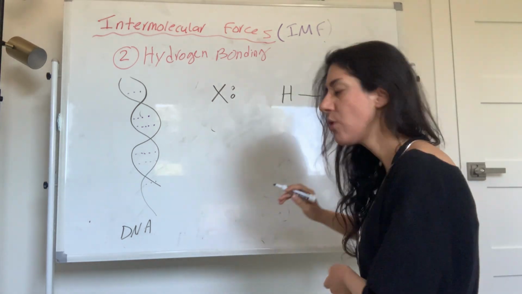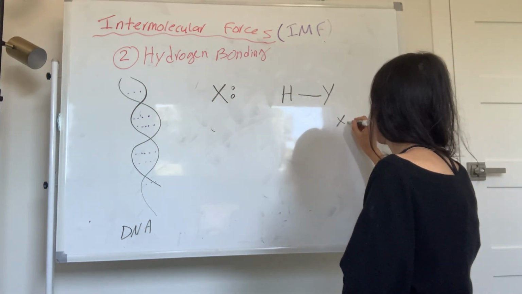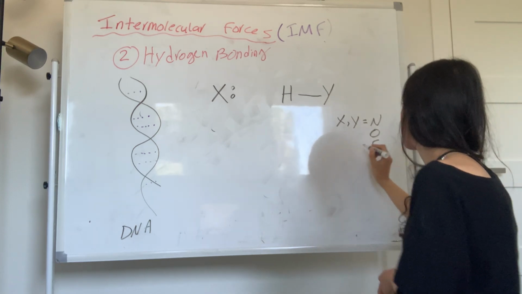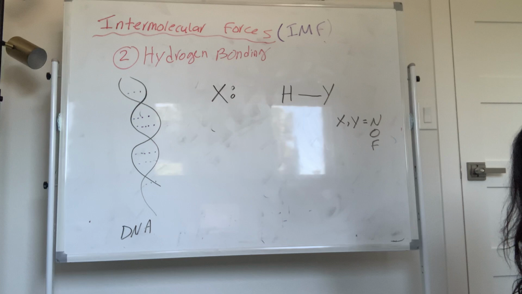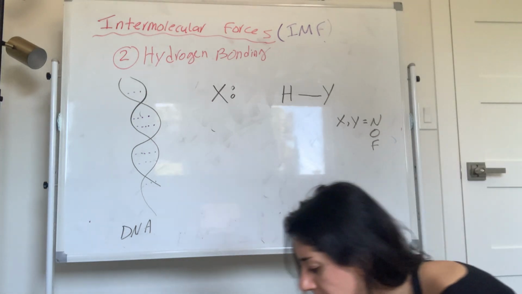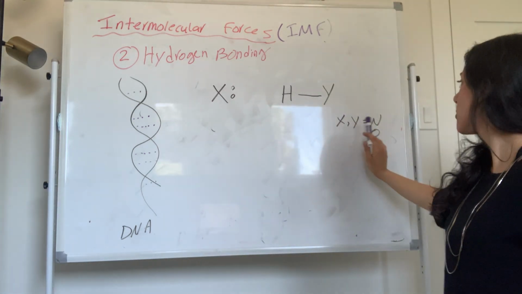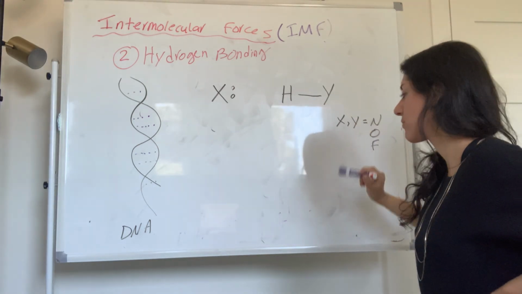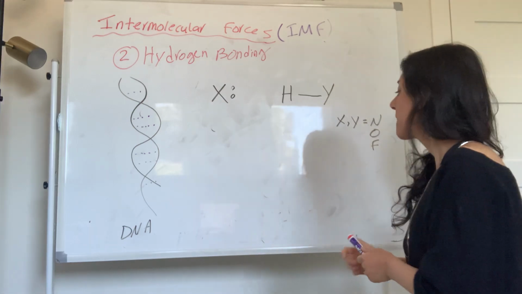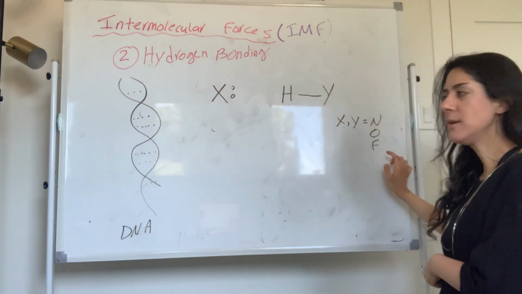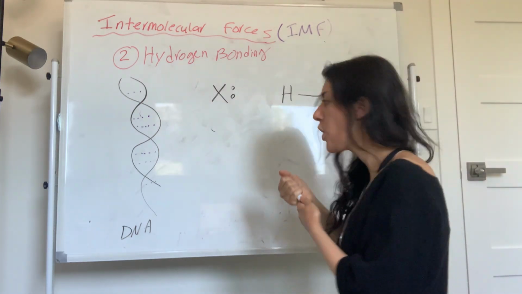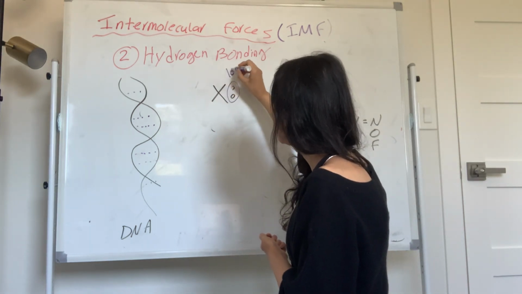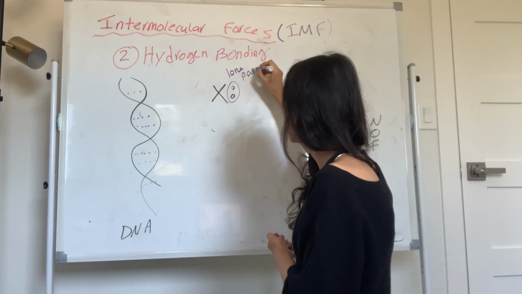Write this down, and I will go over this in a second. X and Y could be nitrogen, oxygen, or fluorine. Okay, so I want to teach you exactly what this hydrogen bond is. So here, the X and Y could be nitrogen, oxygen, or fluorine. Now, here, nitrogen, oxygen, or fluorine, they're going to have lone pair. You guys remember lone pair? Yeah. They're going to have lone pairs.